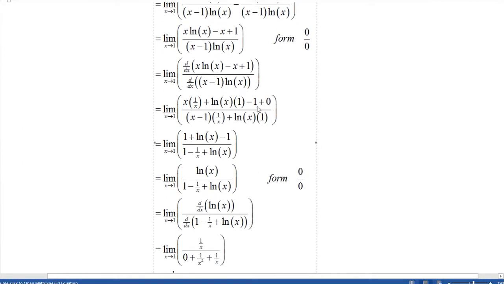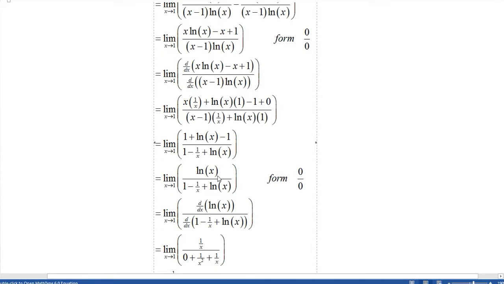Now let's simplify a little bit. X times 1 over x is 1. 1 times log x is log x, negative 1. I drop the 0. And negative 1 plus 1 is 0, so the top is just ln of x. So that's the numerator. And the denominator, let's see, I'm going to distribute the 1 over x. So x times 1 over x is 1. Negative 1 times 1 over x is negative 1 over x. And of course 1 times log x is log x. So we'll just leave it like that.